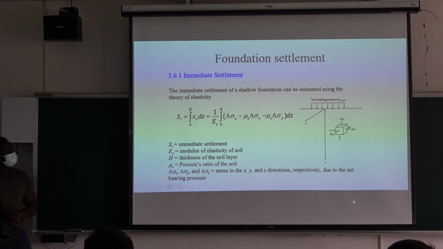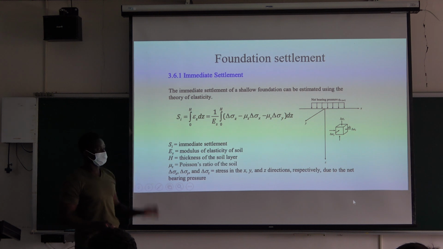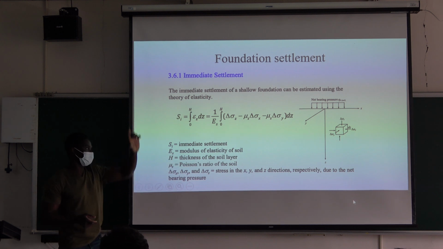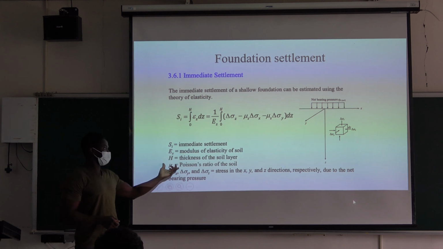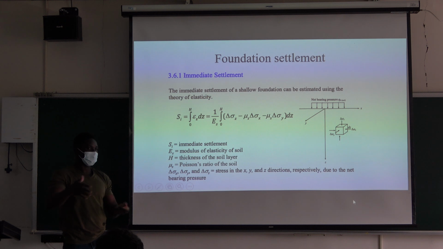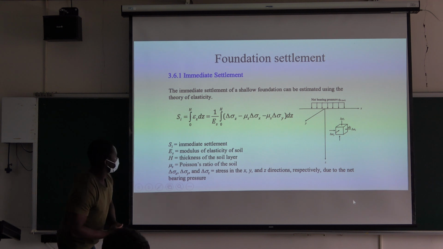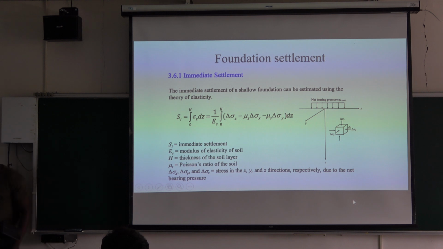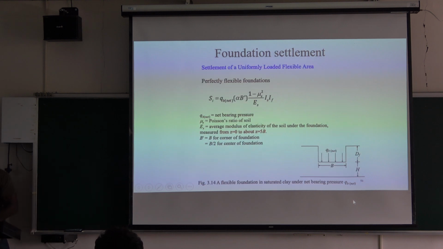Okay, so it just says here we just need to know, this is our settlement. And this is the modulus of elasticity of our soil, right? And then H here is the thickness of the layer we are trying to deal with. And then the Poisson ratio of the soil, okay? So that's how it changes lateral to longitudinal when you apply a loading. Poisson ratio is just the ratio of the change in the lateral side to the change in the horizontal side. Okay, and then we know what this is, so that should not be a problem.